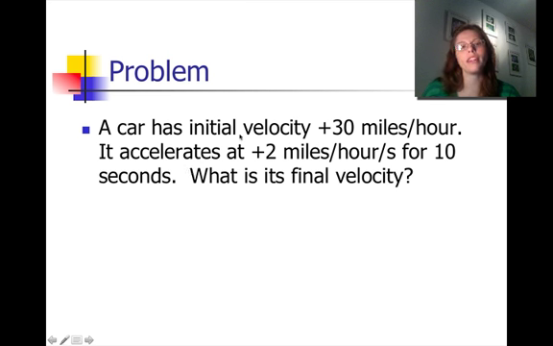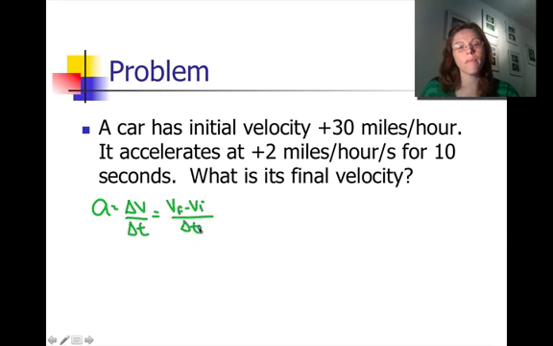A car has an initial velocity of 30 miles per hour. It accelerates at 2 miles per hour per second for 10 seconds. What is its final velocity? Well, we know that the acceleration is equal to change in velocity over change in time. We know that to be true. And this is equal to Vf minus Vi, because the change is always final minus initial, over a change in time. So we could just plug in what we know.